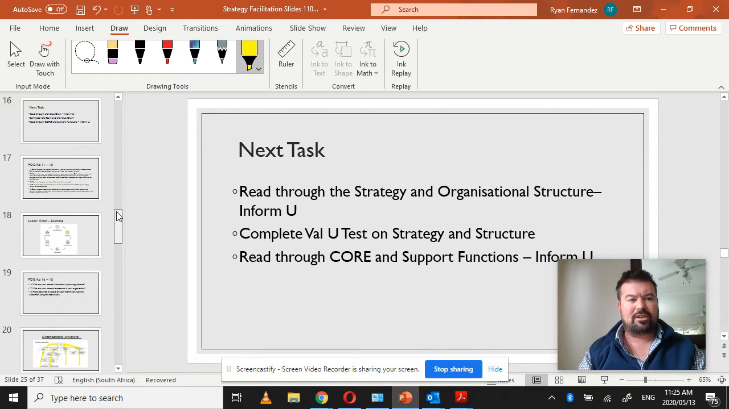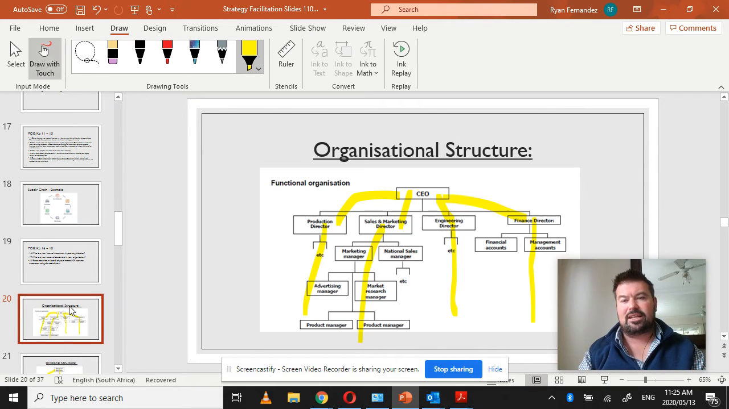All right, so the next section we're going to be looking at is something called the organizational structure. There are different kinds of organizational structures depending on what you want to get out of your business. The first one that we're going to talk about is a functional organization. Functional means that the function of the specific area reports into the power structure. So your production, your sales and marketing, your engineering, and your finance director all report into your CEO.